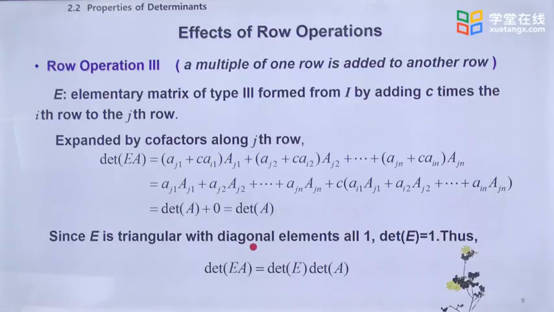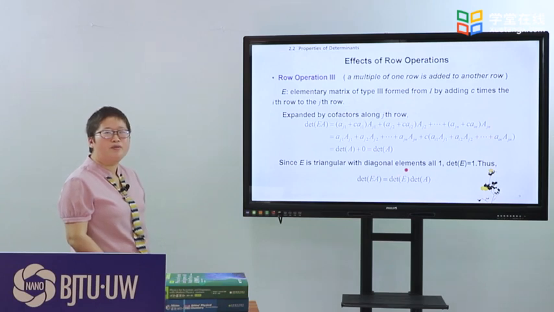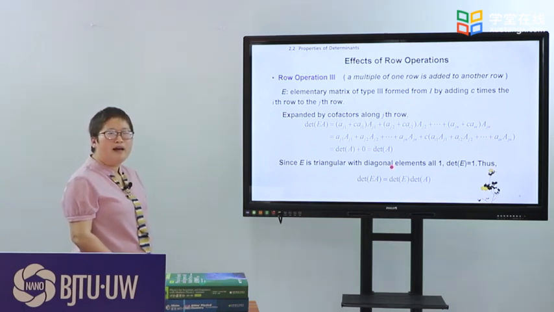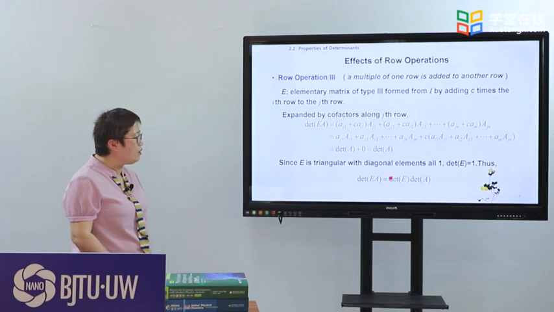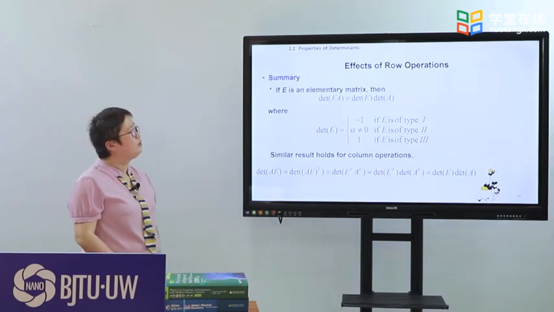Since E is triangular with diagonal elements all 1, we have the determinant of E equals 1. Thus, for the third type elementary matrix, the determinant of EA equals the determinant of E times the determinant of A also.